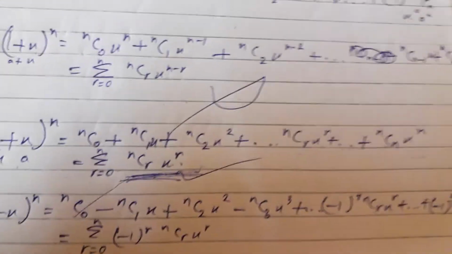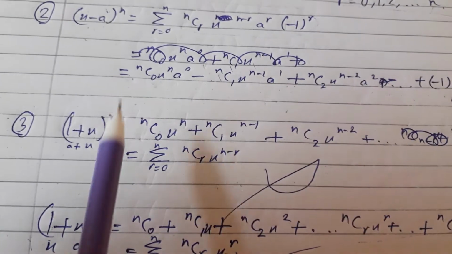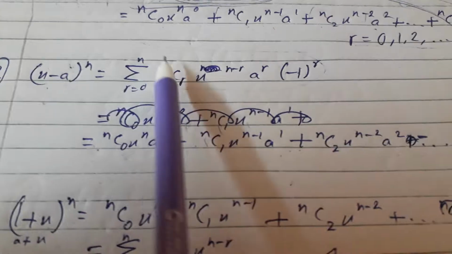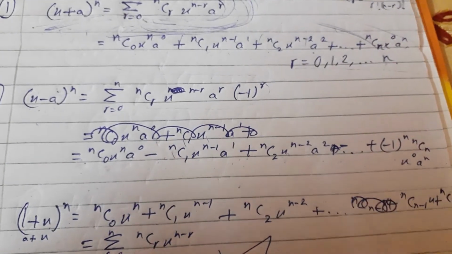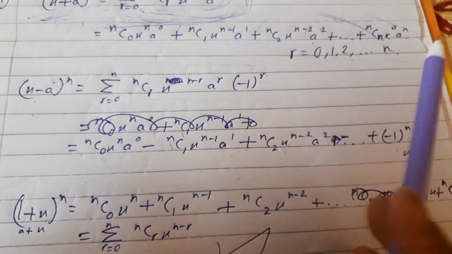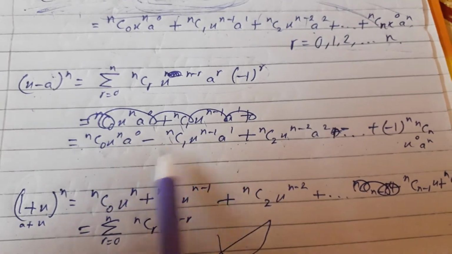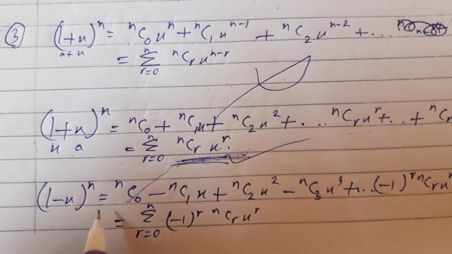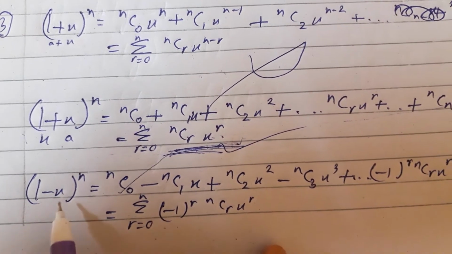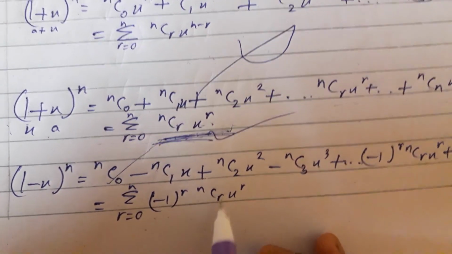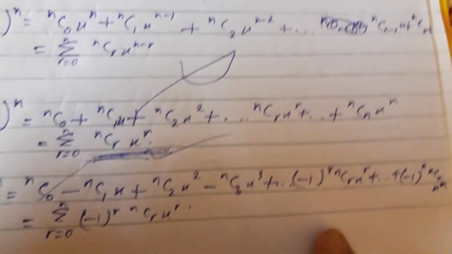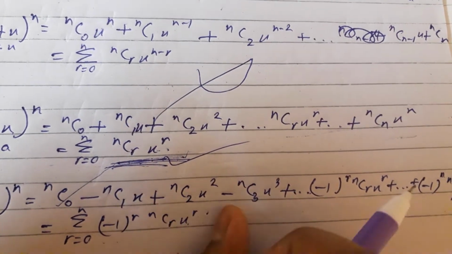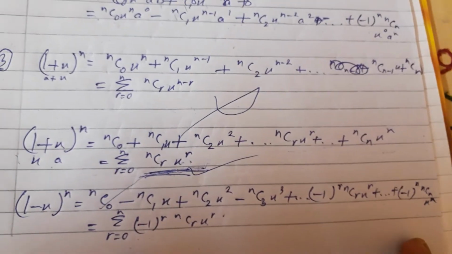Similarly for the negative one also, same as the second one. In the second case, these two are the same, (x + a)^n and (x - a)^n. The expansion for both cases is the same, only here all the signs are positive and here the signs will be alternating, positive negative positive negative. In this case also, (1 - x)^n is summation (-1)^r nCr x^r. See here, minus x, so (-1)^r nCr x^r. The same formula, the same expansion, the same format, only the sign will be alternating, positive negative positive negative. Okay, so this will be going on.